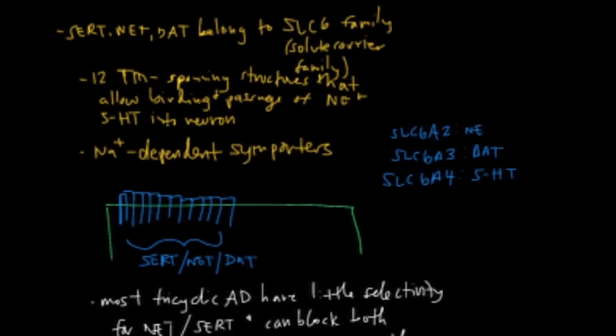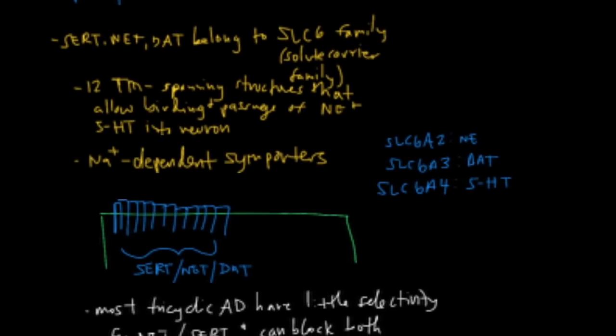So the serotonin, norepinephrine, and dopamine are all acted on by transporters, and these transporters belong to solute carriers. They belong to the solute carrier 6 family, or SLC6 family, where SLC is an abbreviation of solute carrier. These are 12 membrane-spanning structures that allow binding and the passage of norepinephrine and serotonin into the neuron. So in this picture, I drew you the neuron, and here is either SERT, NET, or DAT. These are 12 transmembrane structures. So you have 1, 2, 3, 4, 5, 6, 7, 8, 9, 10, 11, 12 transmembrane structures that allow norepinephrine, serotonin, or dopamine to pass through into the neuron depending on the transporter.